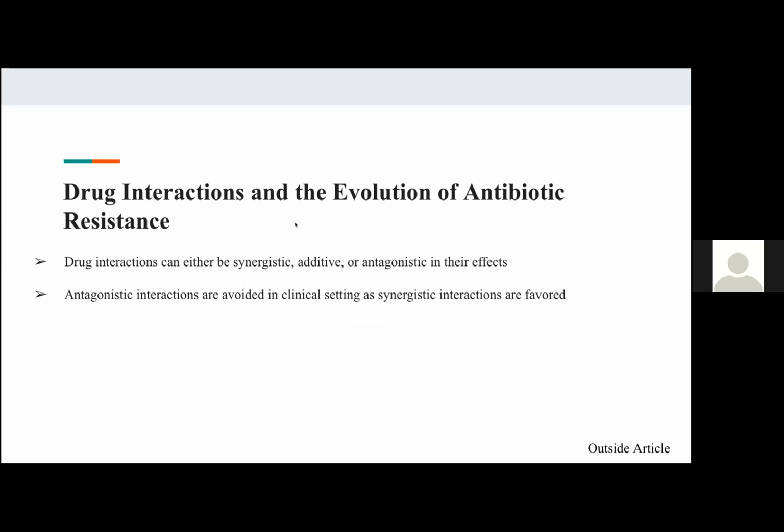Drugs, like genetic perturbations, can have synergistic, additive, or antagonistic effects or interactions. Antagonistic interactions have begun to be appreciated for their ability to uncover gene and drug functions, but they are generally avoided in the clinical world of antimicrobials.